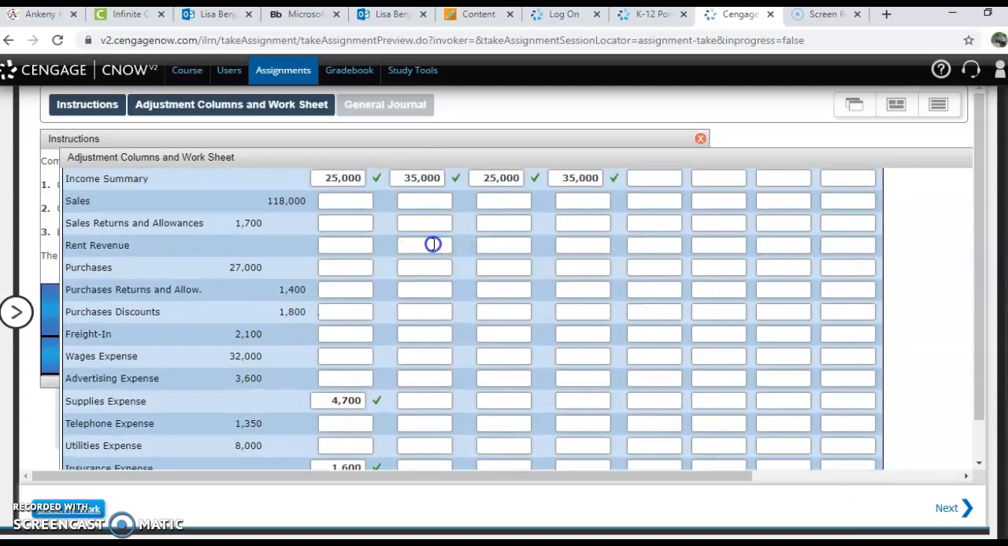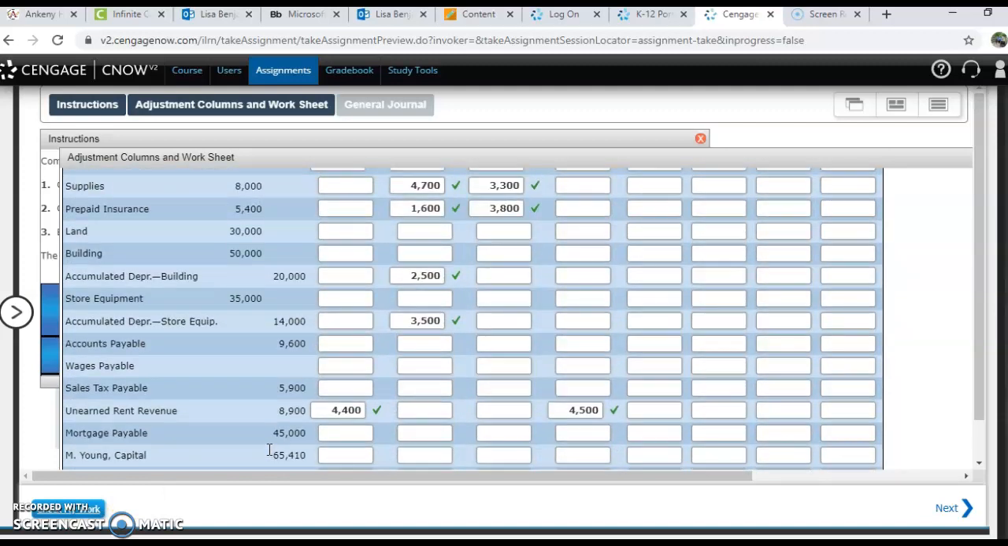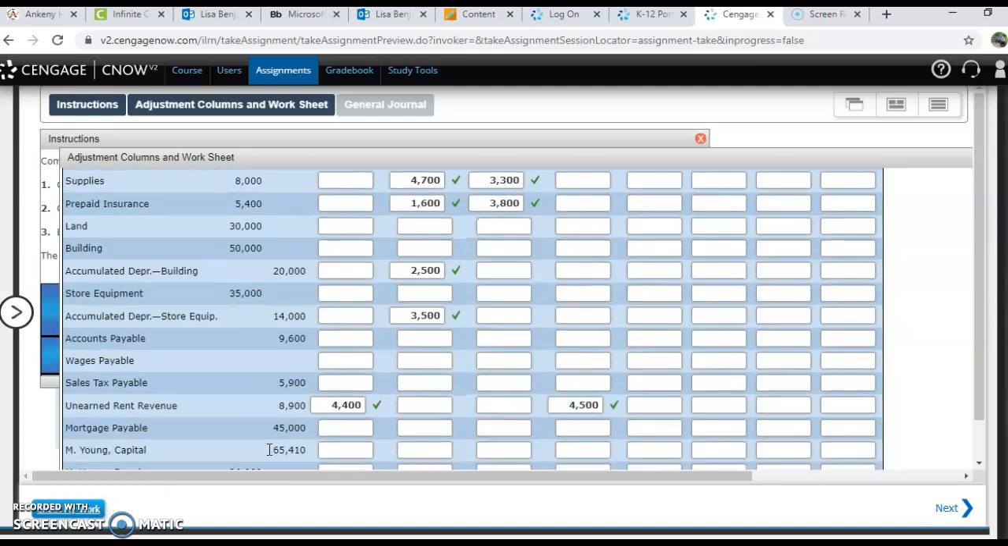Or, yep, there we go. What was that, 4,400? And that is going to be a credit, not a debit like the other one. So it's kind of backwards. The last one is for wages, and we've done this one before when we were working first semester with a service business. So these are wages that the employees have earned but not yet been paid.